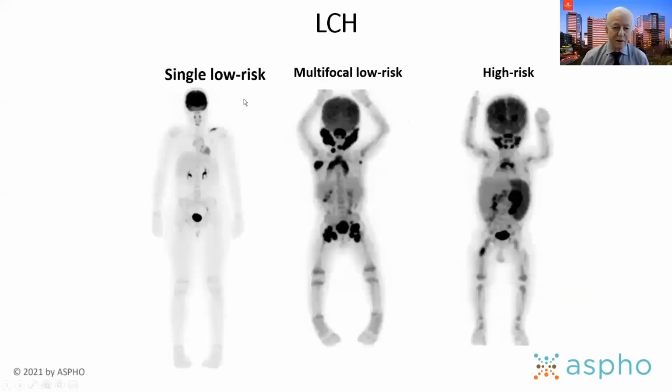So a PET scan clearly shows the difference between these patients. This patient with a single clavicle lesion is obviously single system bone. This patient with multiple lymph nodes involved and probably some skull lesions is multifocal low risk. And then the high risk patients typically have massive hepatosplenomegaly, adenopathy, and multiple bone lesions.